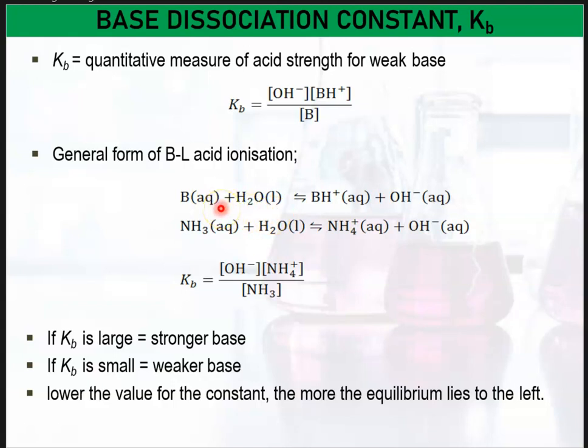If you have 1 mole, maybe just 0.001 mole will react to form BH plus and OH minus. The rest will still remain as B and water. If let's say we have 1 mole, how much will be left? 1 mole minus 0.001 just now, so 0.999 is left on the left side. Okay.